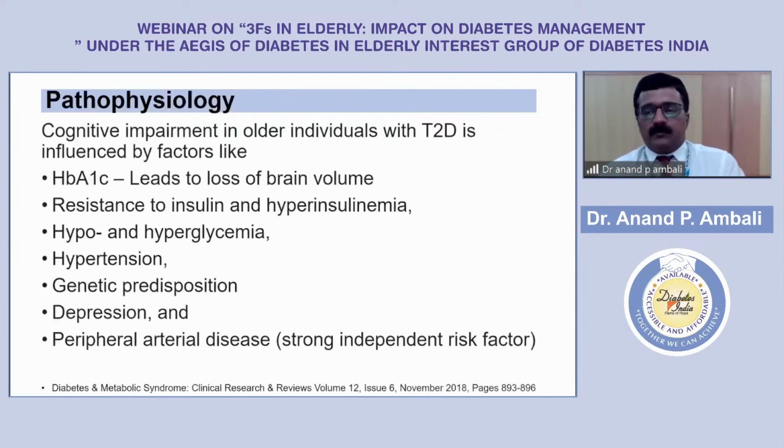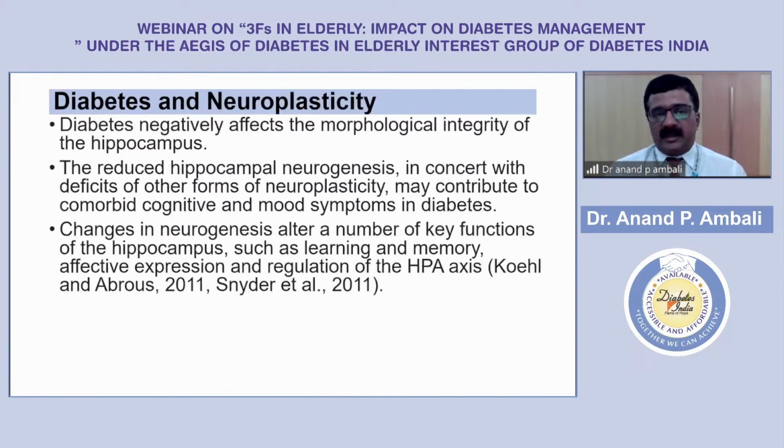Now you look for why it is produced. A lot of factors in type 2 diabetes lead to cognitive impairment, like HbA1c. The larger the HbA1c, the brain volume starts coming down. Resistance to insulin and hyperinsulinemia. Hypo and hyperglycemia are extensively studied, known to produce dementia. Hypertension, genetic depression, and most importantly, peripheral artery disease. If the person with diabetes has peripheral artery disease, definitely he is bound to develop dementia as well.